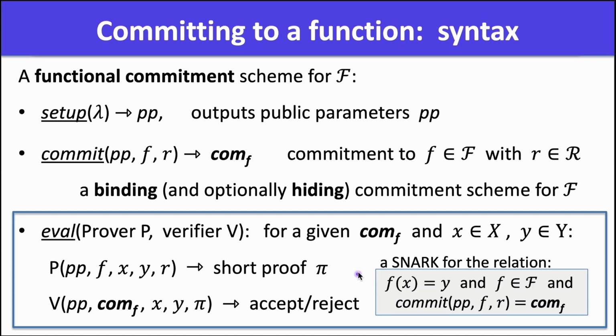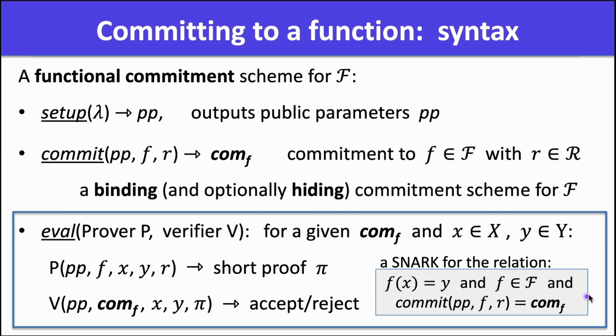So this eval system is itself going to be a SNARK for the following relation. What this proof pi proves is that in fact the function f at the point x evaluates to y, that the function f is in fact in the function family, and that in fact if we commit to f using the randomness r, we obtain the commitment string com_f. So the witness for this relation is the description of the function f along with the randomness r. And the statement here, the public statement, is the commitment string and the values x and y.